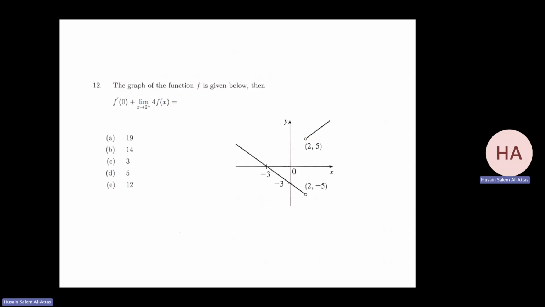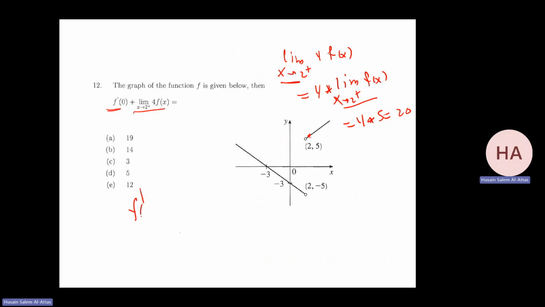He gave you the graph of the function, and he wanted to find this limit and f prime at 0. Let us find the limit first. This goes to 2 from the right. So the limit as x goes to 2 from the right of 4f of x, let me do it in steps, is 4 times the limit as x goes to 2 from the right of f of x. And this is 5, so it will be 4 times 5, which is 20.